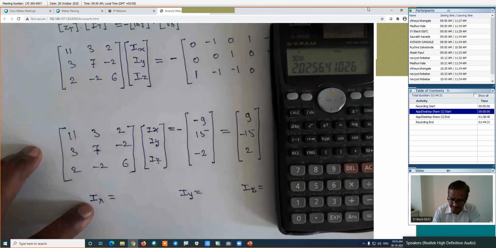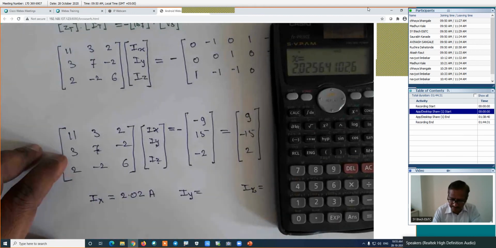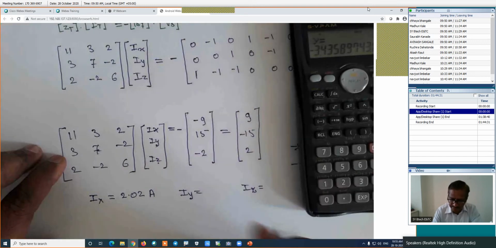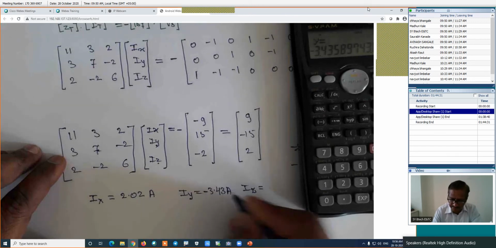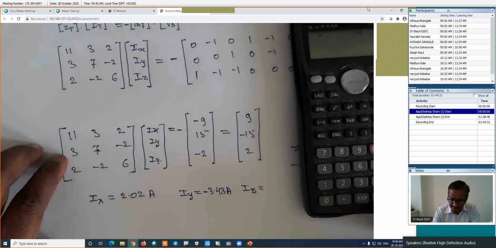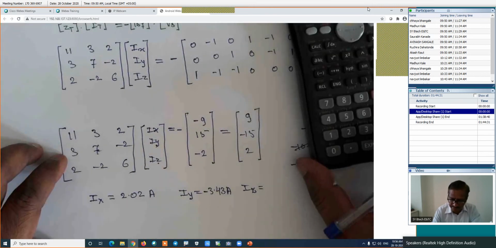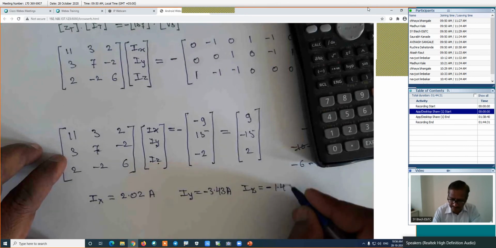Ix is 2.02. 2.02 amperes is the first current. Is it right? The next current Iy is minus 3.43. This minus 3.43 amperes is the Iy. And finally, the next value, Iz, is minus 1.48. This value is minus 1.48 amperes.